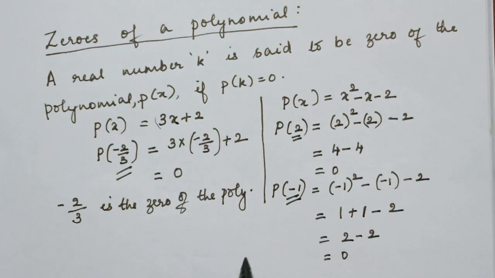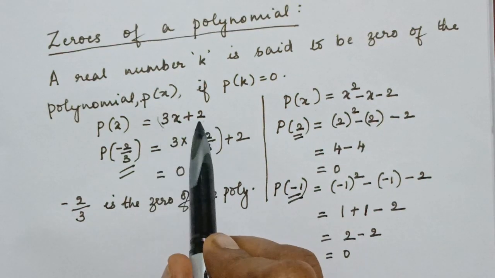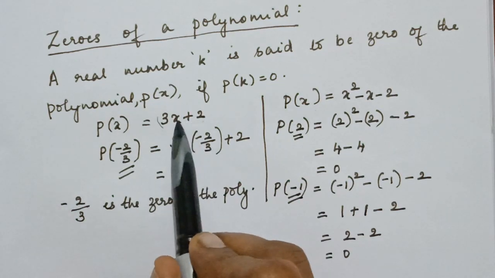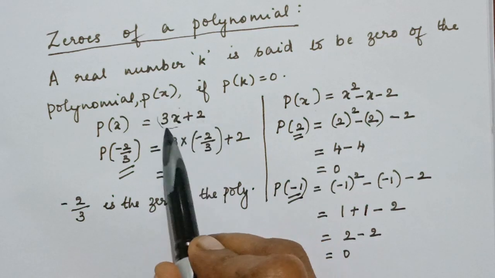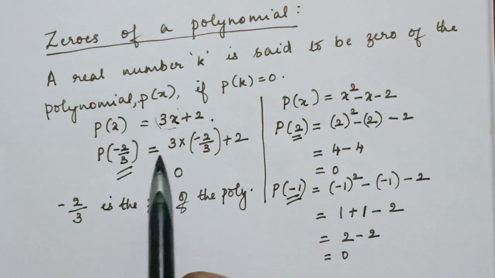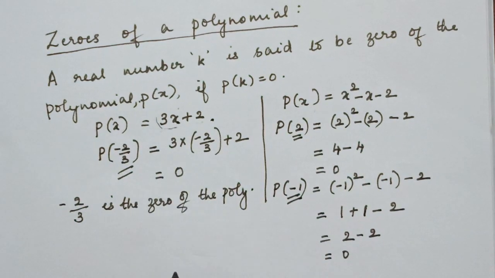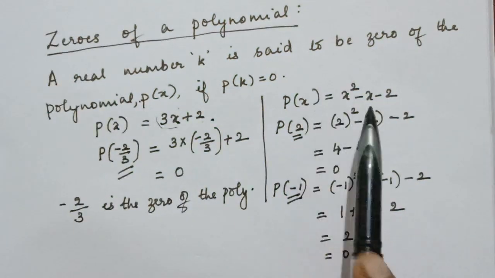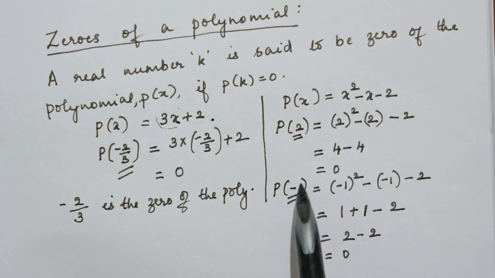So from this we can understand that this is a linear polynomial. Why? Because the highest power is 1, or the degree of this polynomial is 1. Therefore this is a linear polynomial. For a linear polynomial we have 1 zero, and for a quadratic polynomial we will have how many zeros? 2 zeros.